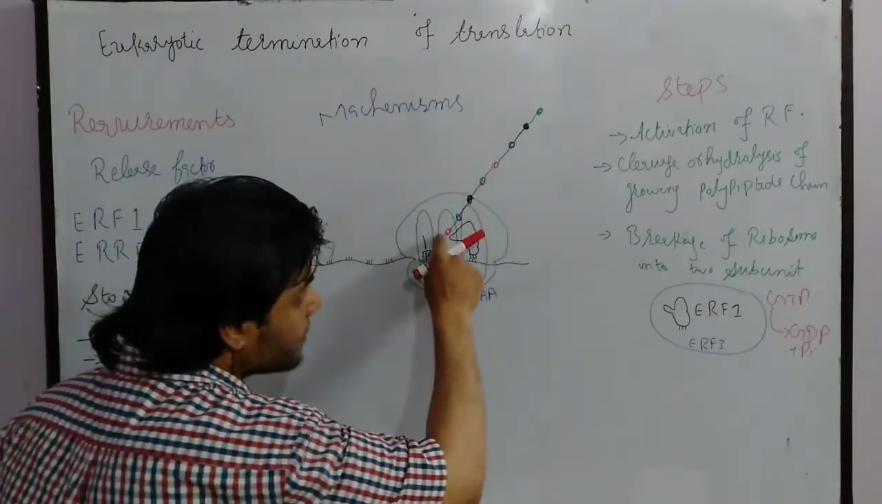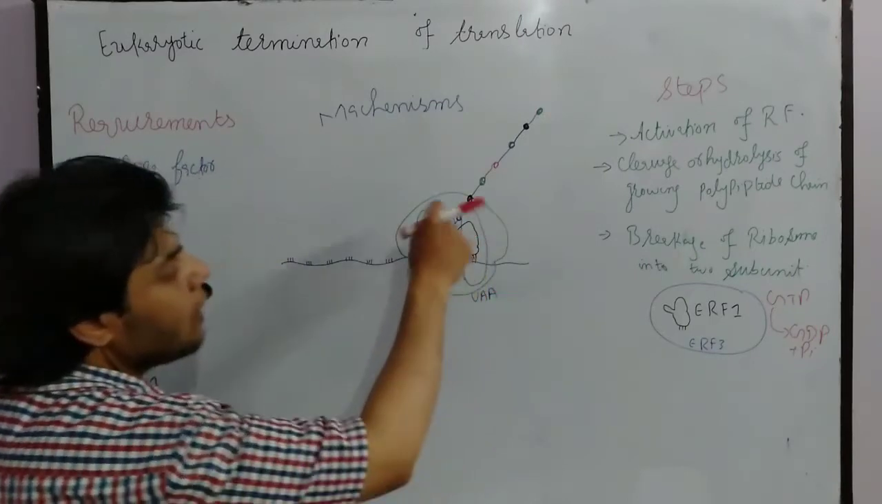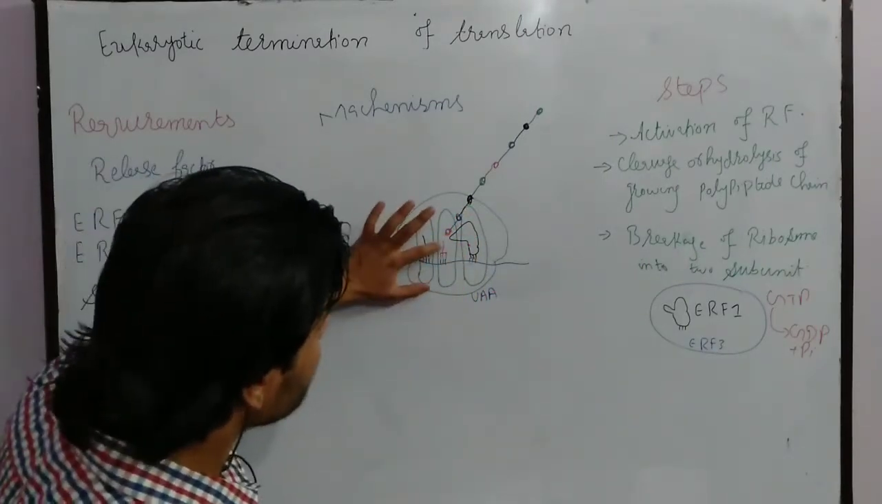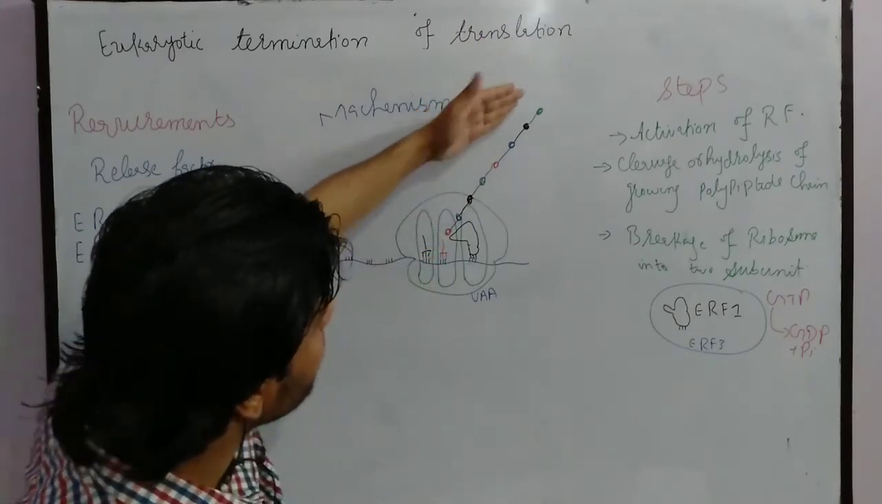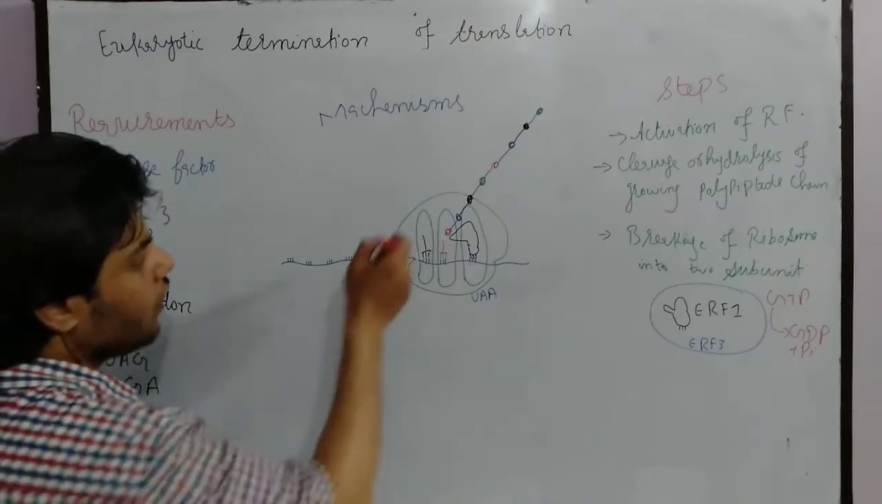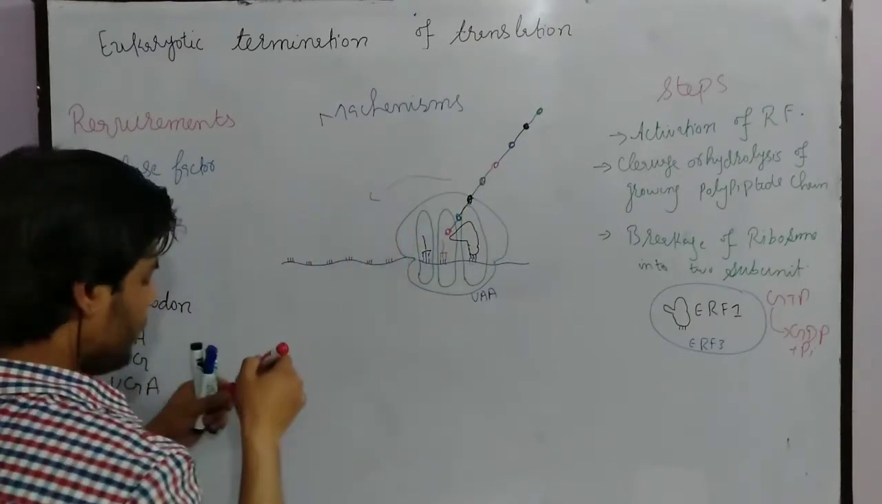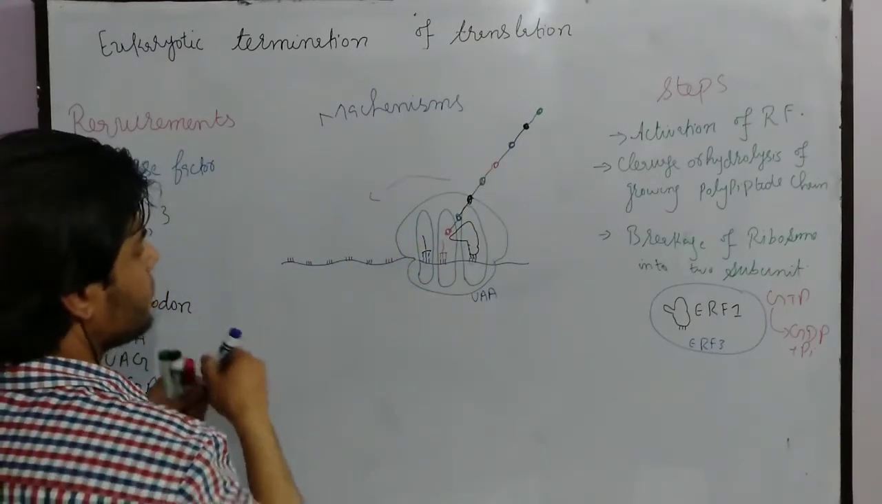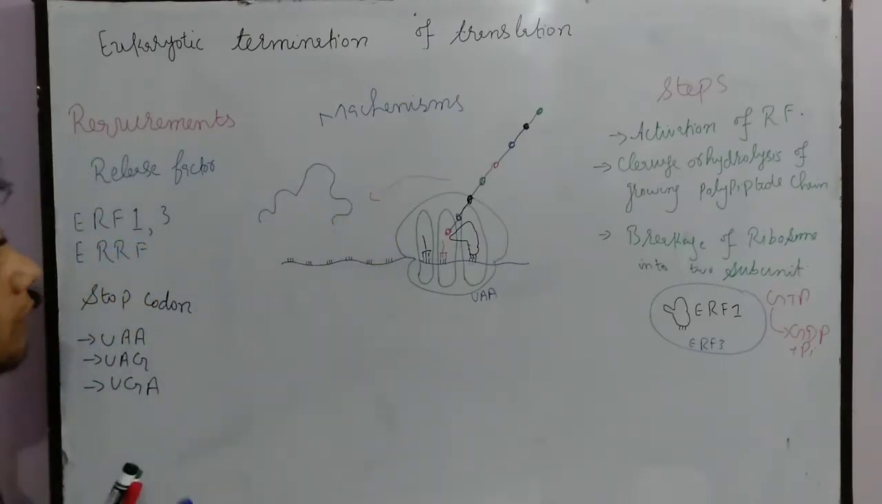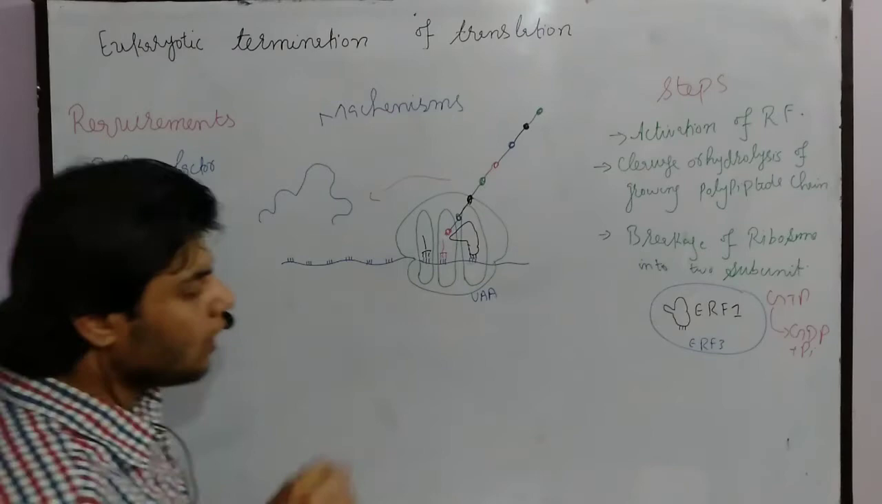Now it will break this bond, as you can see, a polypeptide bond, between this transfer RNA and this long polypeptide chain. So once it breaks down, what do we get? We will get the chain, as you can see. So let's suppose this is the protein. Now we will get a long chain of the protein.